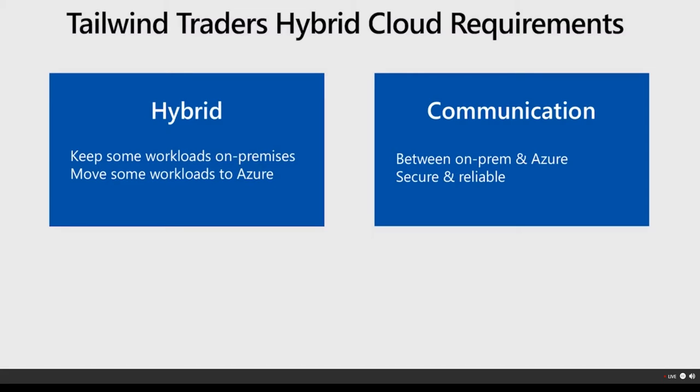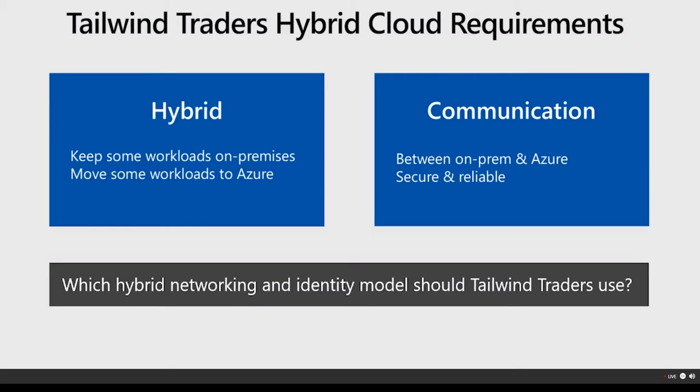From a networking perspective, not only do they need to ensure that they have easy connectivity between their branches and their head office into Azure, but also between each of their different branch offices with one another, they need to make sure that those network connections are as secure and reliable as possible. So, which hybrid networking and identity model should Tailwind Traders use? There's more than one way to configure this, so let's jump in and have a look at your options.